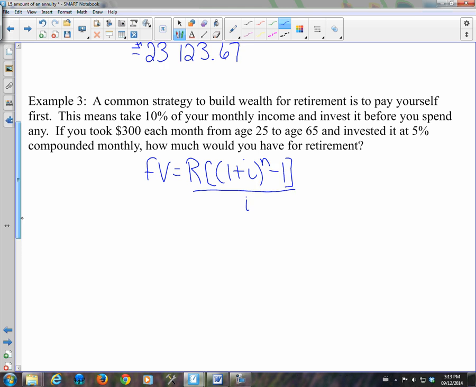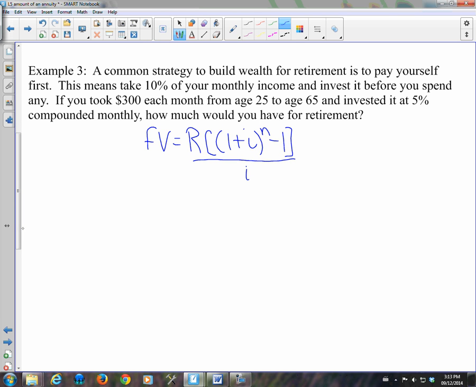So I'm fairly certain you guys all want to be millionaires. So this is for you. A common strategy to build wealth for retirement is to pay yourself first. This means take 10% of your monthly income and invest it before you spend any. If you took $300 each month from the age of 25 to the age of 65 and invested at 5% compounded monthly, how much would you have to retire?